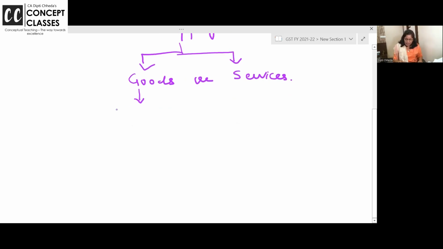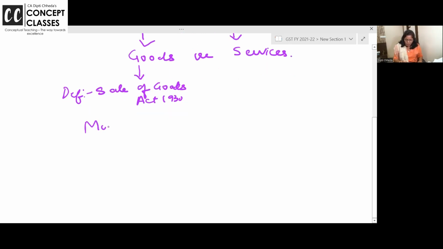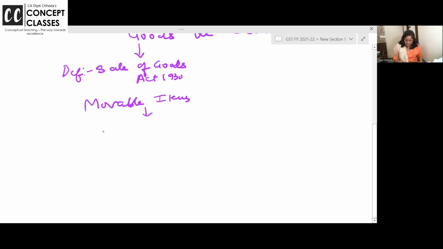Now, what do you mean by goods? The definition of goods is the same as given in the Sale of Goods Act 1930. Sale of Goods Act में क्या definition है goods का? It includes all movable items. All movable items are included in goods. Yes, including, specifically they have included actionable claim.